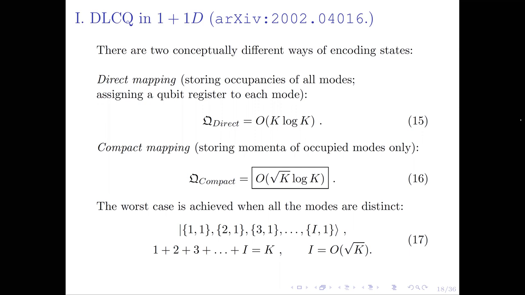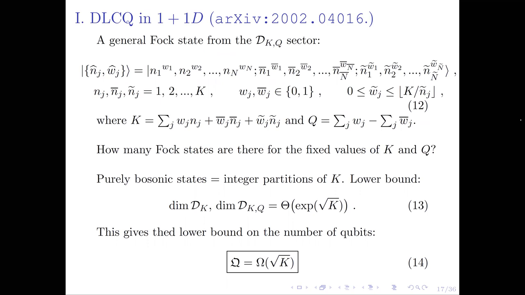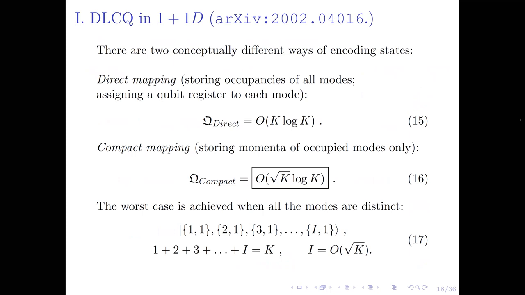And by comparing 15 and 16, you may think that, oh, that's not such a big improvement. It's just a polynomial improvement. And in quantum computing, we always want those exponential improvements. What's actually great about equation 16 is that you should compare it to equation 14 here. So the absolute lower bound on the number of qubits is the square root of K. And we nearly reached this bound using compact encoding. So we're doing just a little bit worse. So you could say that this is a nearly optimal encoding scheme.